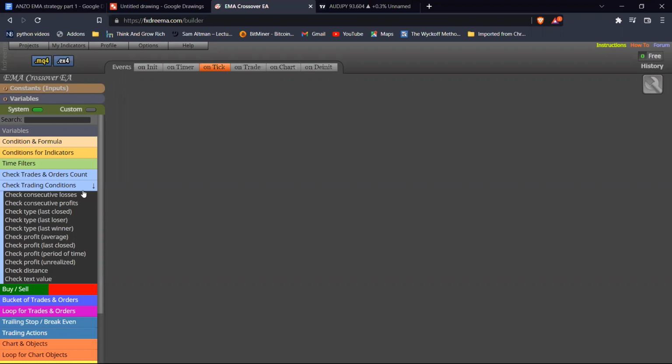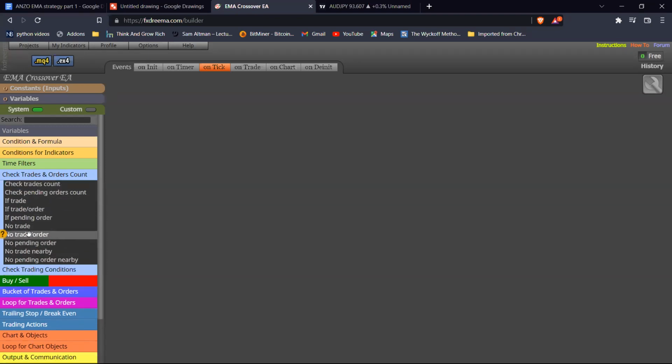If there are no open trades, then we want to check for the EMA. So we go here and click on no trade. You can see this is no trades, which means we're just checking for the trade condition. Only if there are no trades will this particular instance be deployed, and then the EA would read this section.